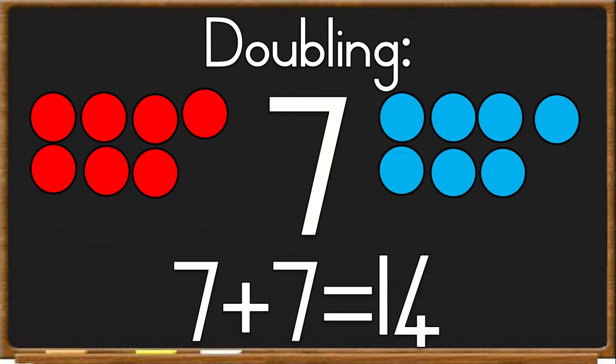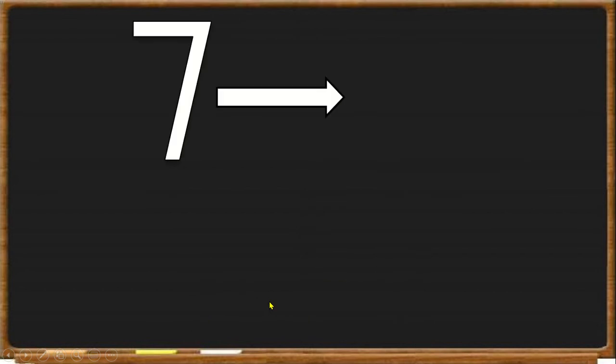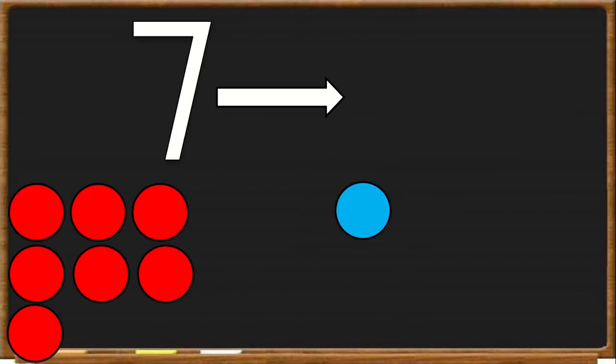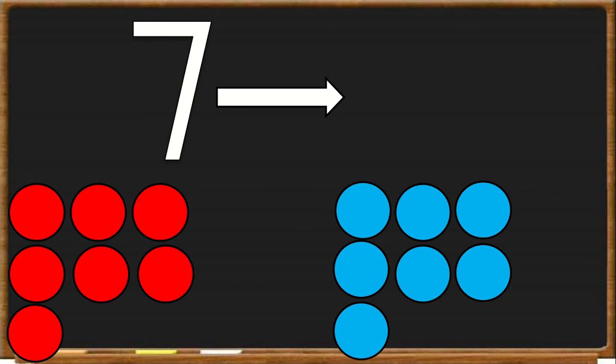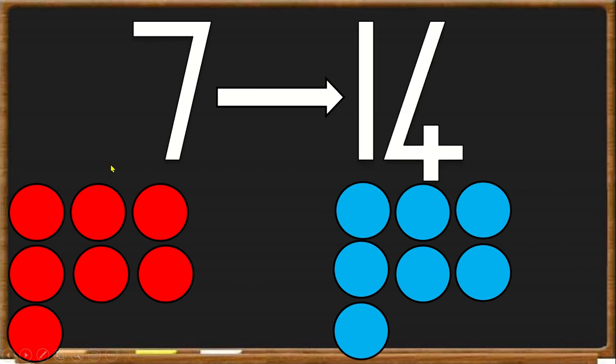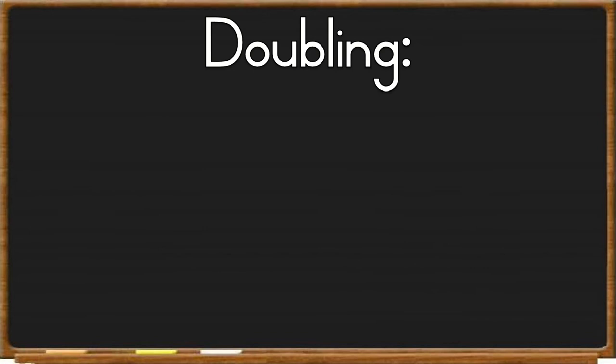7 plus 7 equals 14. So 1, 2, 3, 4, 5, 6, 7, 8, 9, 10, 11, 12, 13, 14. So double 7 on my left, then I put 7 on my right, and if I count them, I will see I have 14. So double 7 is 14.